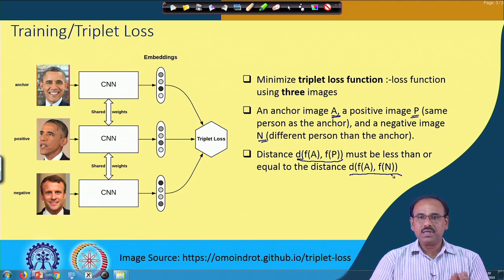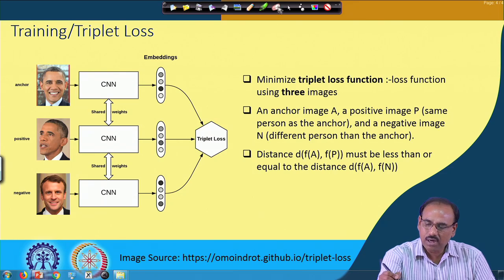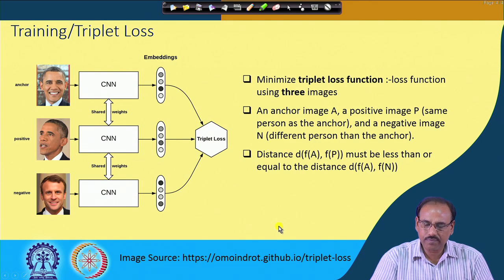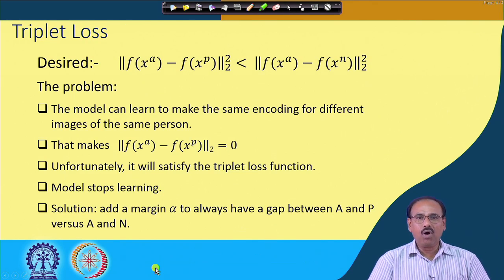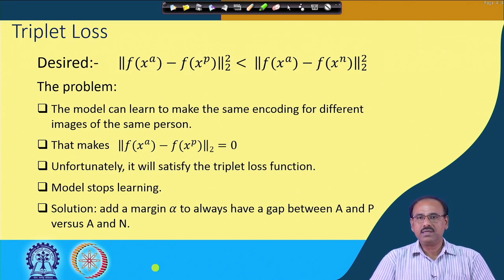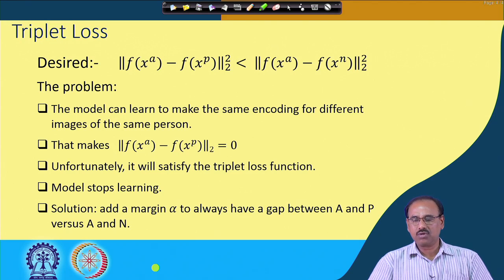Obviously, what is desired is that the distance between the anchor image and the positive image should be less than the distance between the anchor image and the negative image. In other words, what we desire is that the mod of f(xa) minus f(xp) squared, that is the squared Euclidean distance, must be less than f(xa) minus f(xn) squared, where xa is the anchor image. That is quite obvious, because xa and xp are of the same person, and xa and xn are of different persons.